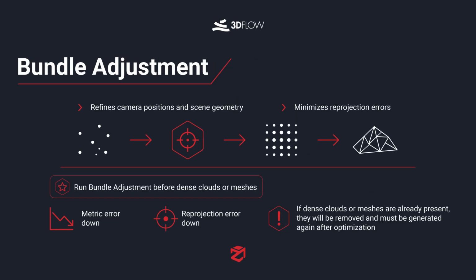Bundle adjustment is the algorithm behind the camera optimization process that refines camera positions and scene geometry by minimizing reprojection errors. It is recommended to run bundle adjustment before generating dense point clouds or meshes because it modifies camera positions and orientations at the sparse stage. If dense clouds or meshes are already present in the project, they will be removed and must be generated again after the optimization. After scaling and georeferencing, the result is typically a lower metric error and a lower reprojection error compared to the initial camera solution.